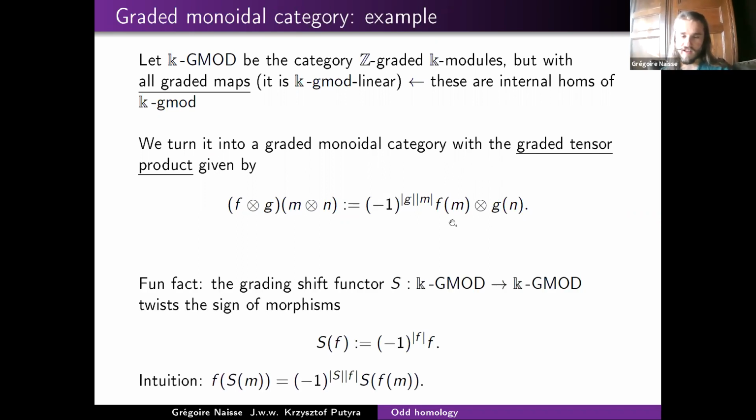And just a fun fact to observe here is that this category is equipped with a grading shift functor. So it's a functor that shifts elements up by 1. Usually grading shift functors do nothing at the level of maps. But here, because your maps carry a degree, you also need to twist them. And we will use this kind of thing next week, so I think it's nice to observe it already here.